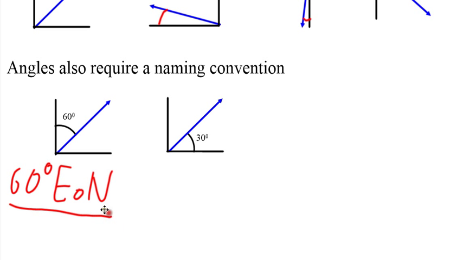And if this is the correct answer, that would be fine. And if the next person measured it from the east, they would measure 30 degrees from the east and going north. And so they would say 30 degrees north of east. And both of these answers would be correct.